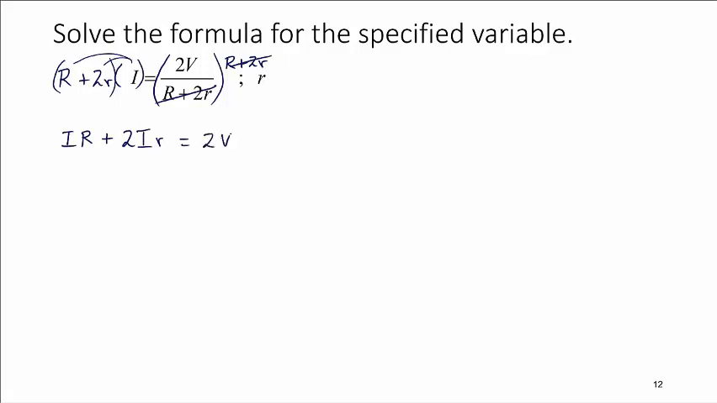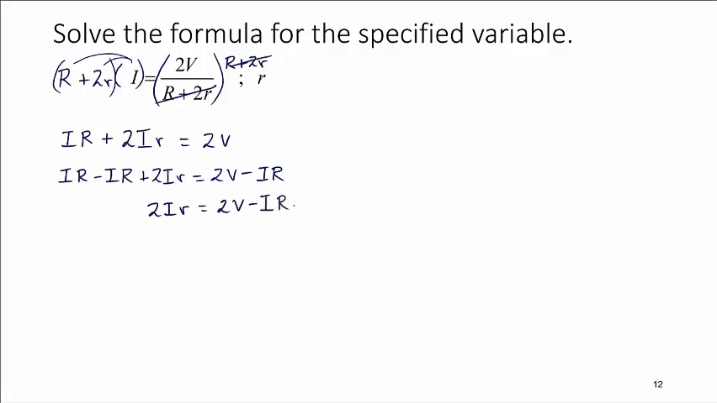Now my goal is to solve for little r, and the only place I see the little r is on the left-hand side, the second term. So I'm going to subtract I big R from both sides because I want to get the 2I little r by itself. So I'm subtracting IR from both sides. So that leaves 2I little r equal to 2v minus I big R.